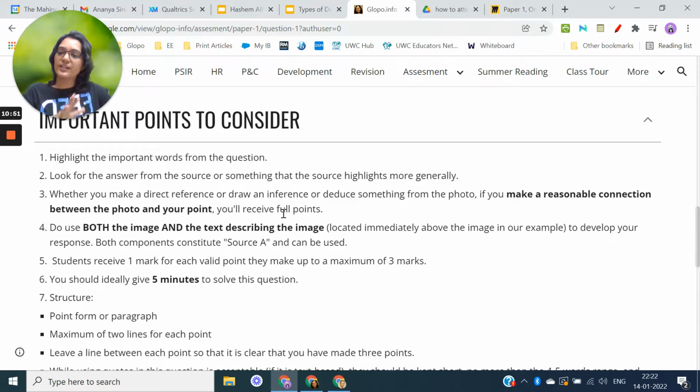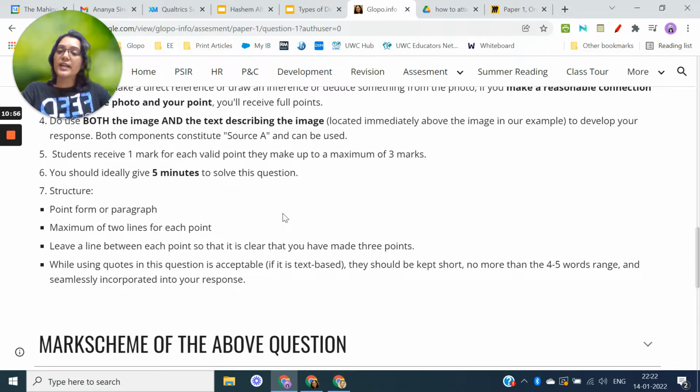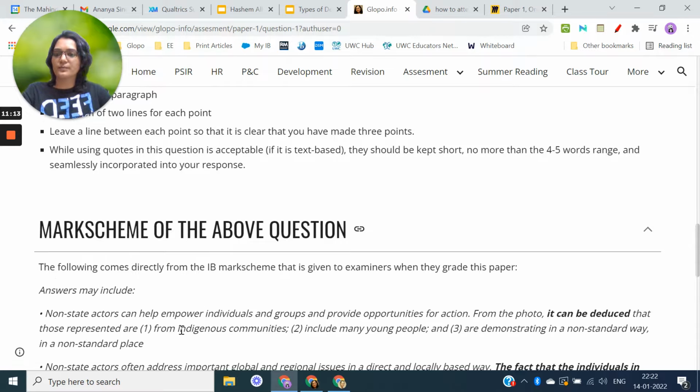Remember that you have to give 5 minutes, as I have already told you about this one. This can be written either in the point format or in the paragraph format. All right. So either you can use the point format or you can use the paragraph format. Maximum of 2 lines of each point you need to write about this one. Clear? Now mark scheme of the above question.